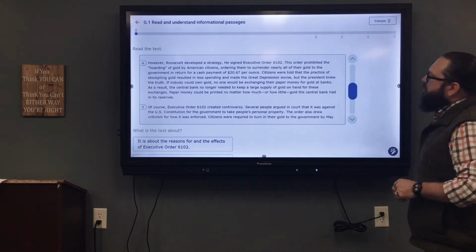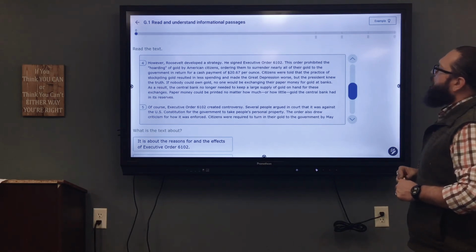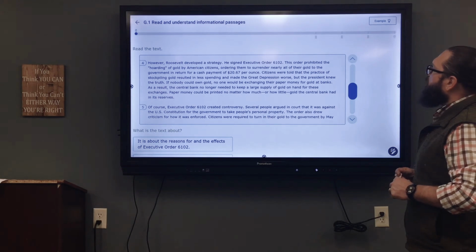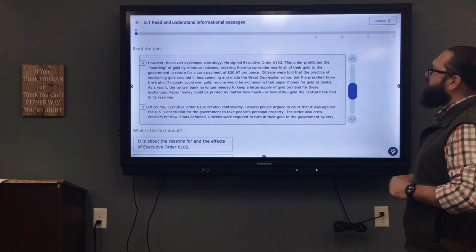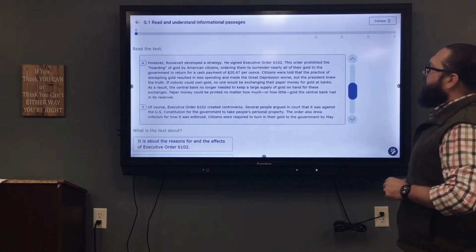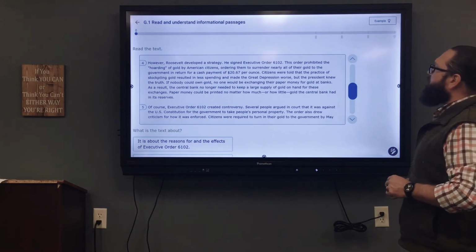developed a strategy. He signed Executive Order 6102. This order prohibited the hoarding of gold by American citizens, ordering them to surrender nearly all of their gold to the government in return for a cash payment of $20.67 per ounce. Citizens were told that the practice of stockpiling gold resulted in less spending and made the Great Depression worse, but the president knew the truth.